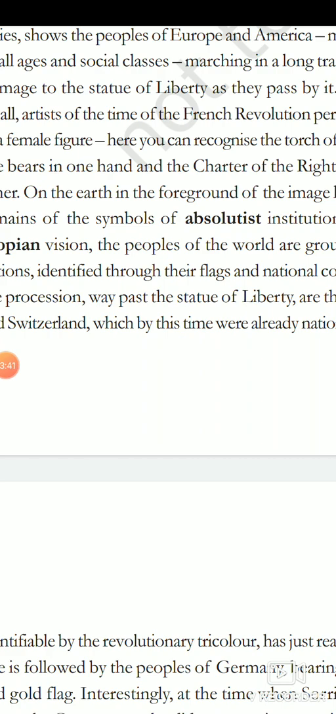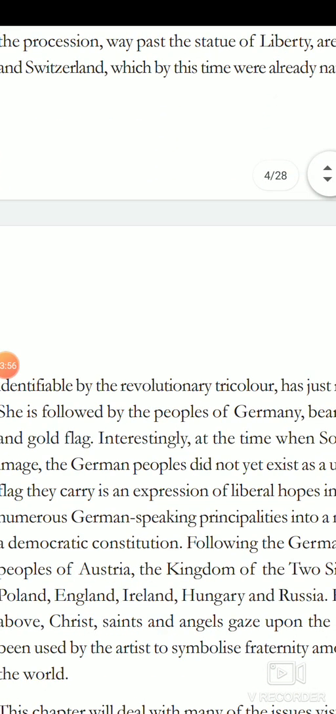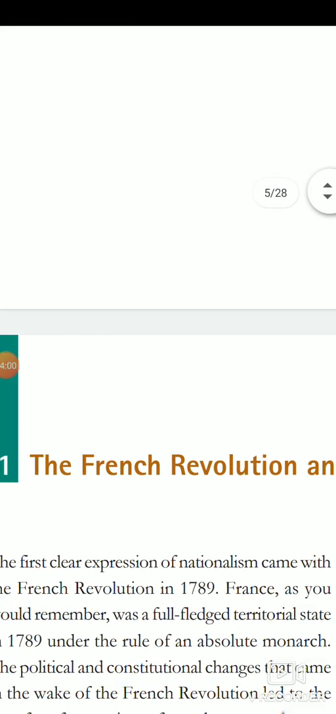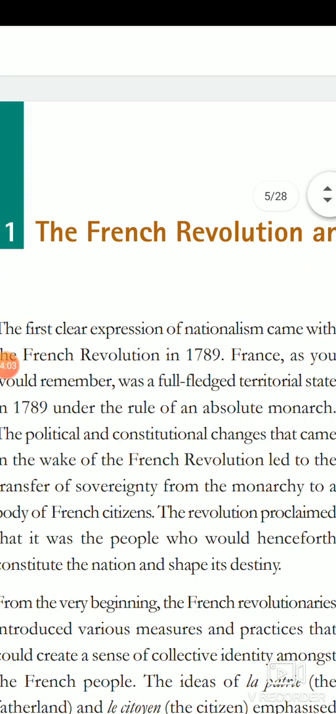Basically, in this chapter, we are going to study how nationalism came in Europe. In fact, nationalism starts in Europe from the French Revolution, my dear students. As in class 9th, you studied the French Revolution in detail. That was the first chapter. So the French Revolution broke out in 1789, as you know well.